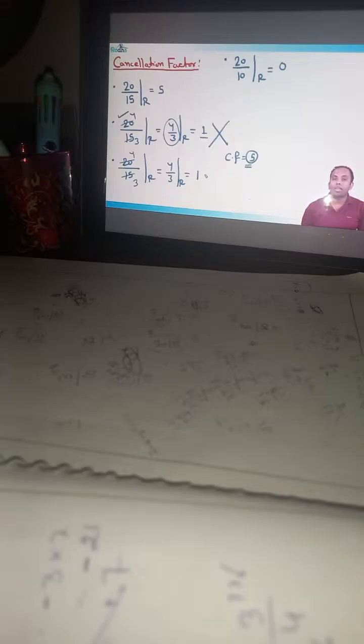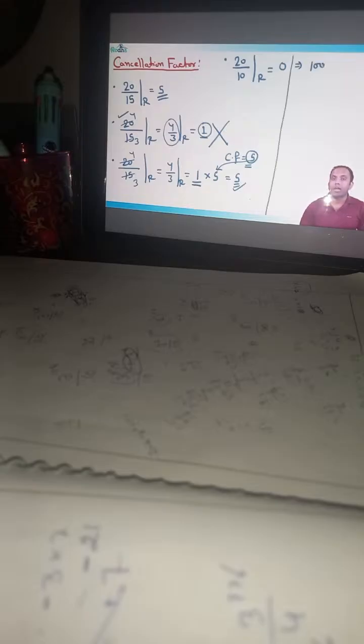But always multiply your answer by the cancellation factor. That is 1 into 5, and your answer will become 5. So 5 is the answer. It is correct. Not 1, but 5 is the answer. Why? Because we got 4 by 3 remainder as 1, but we multiplied it by the cancellation factor, and that gives me the correct answer. This is the concept of cancellation factor.